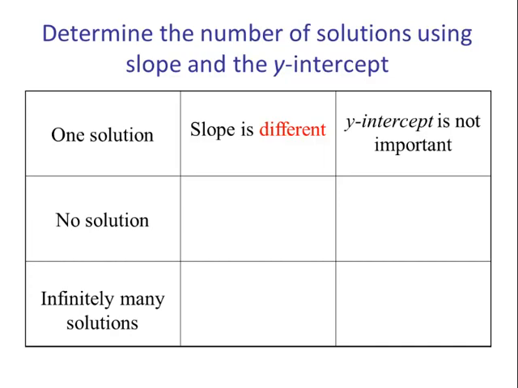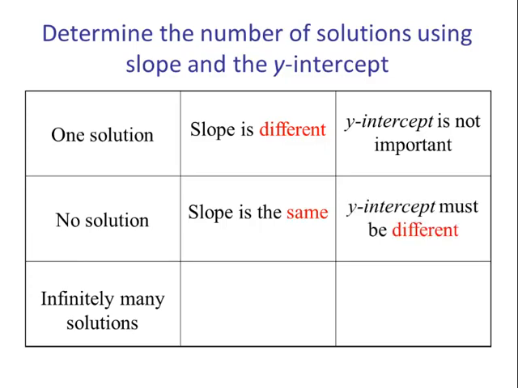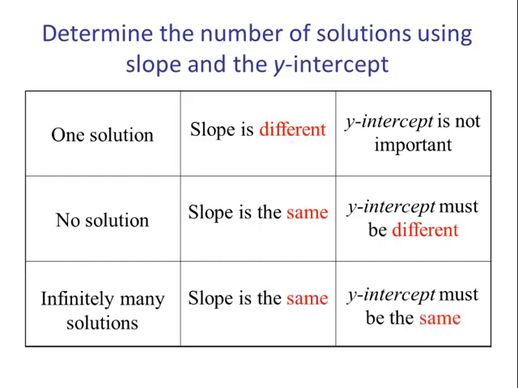When we have no solution, that means the slopes must be the same because they're parallel, and the y-intercepts must be different, because if the y-intercepts are not different, then they become the same line. For an infinite number of solutions, again, the slope is the same, but the y-intercept must be the same because the lines must coincide. They must be the same line.